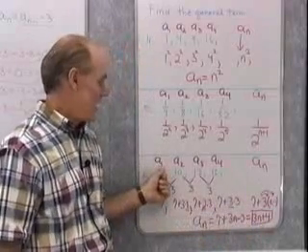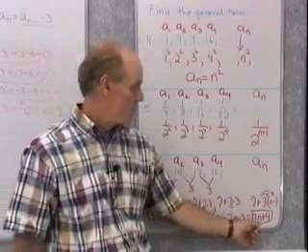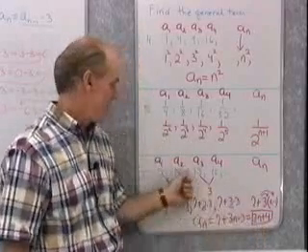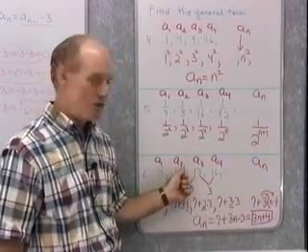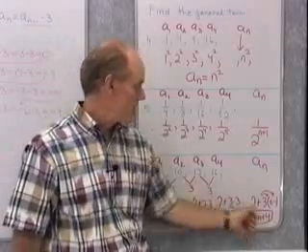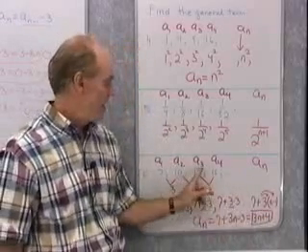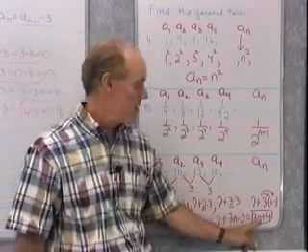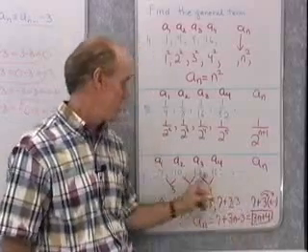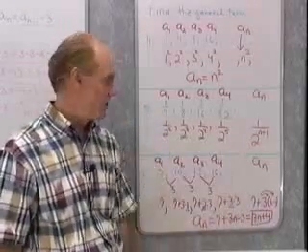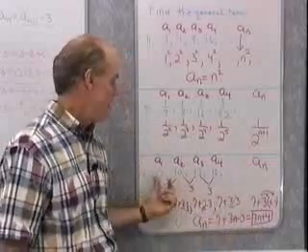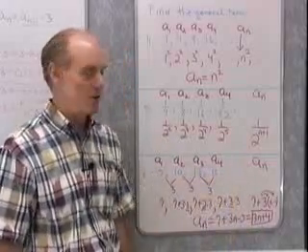When n is 1, a sub 1 will be 3 times 1 plus 4, that's 7. When n is 2, I'll have 3 times 2 is 6 plus 4 is 10, that's right. And when n is 3, I'll have 3 times 3 is 9, plus 4 is 13, and then I'll get 16. So sure enough, this is the formula for the nth term of that sequence.